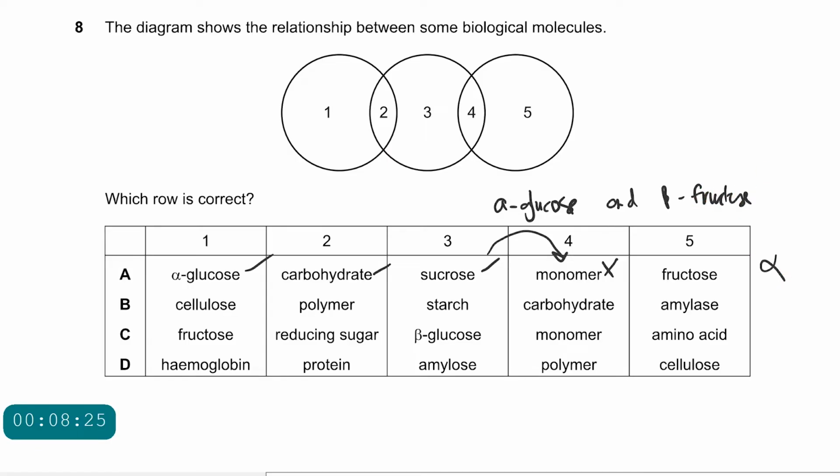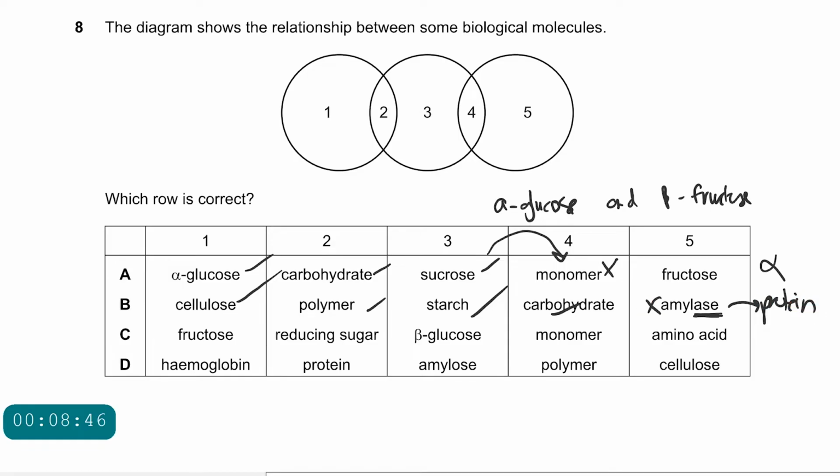So this is incorrect. For B, 1 is cellulose, polymer, starch. These are correct so far. Starch is a carbohydrate, so this is correct. However, here it's amylase. Amylase is a protein. It's not a carbohydrate. Therefore, this is incorrect.